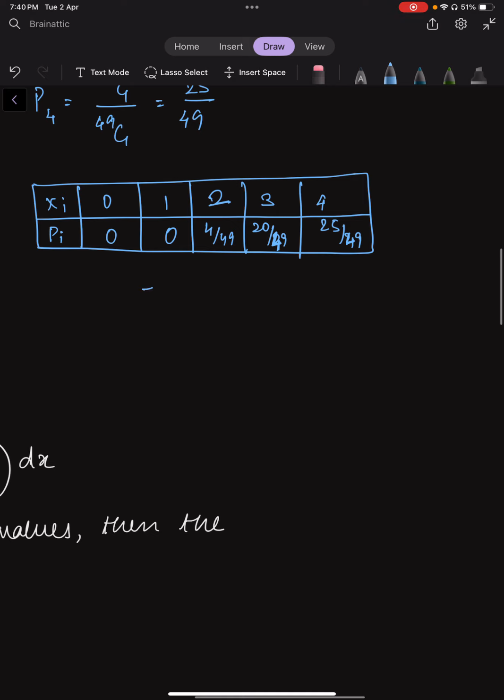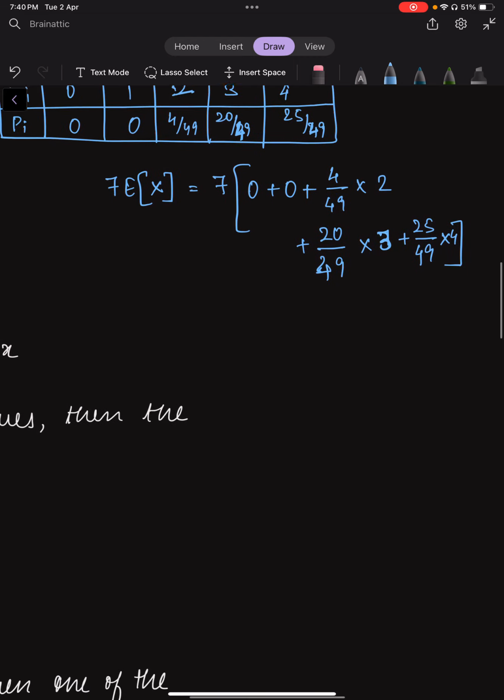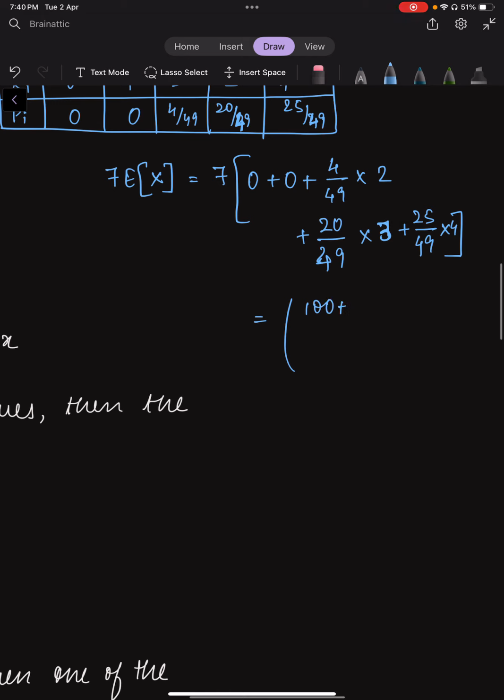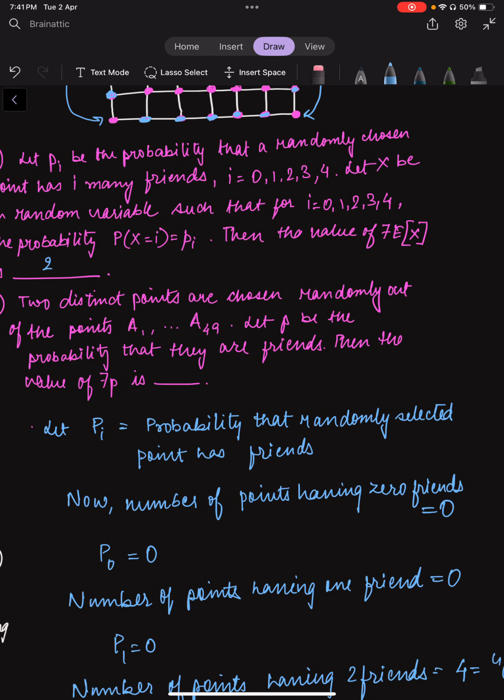So the expectation, what we are asked to find is 7 times the expectation of x. 7 into the expectation of x is nothing but 7 into 0 plus 0 plus 4 by 49 into 2 plus 20 by 49 into 3 plus 25 by 49 into 4. So this gives us nothing but 100 plus 60 plus 8 divided by 49, into 7, and this is equal to 24. So we got the answer of our first question, which is equal to 24.